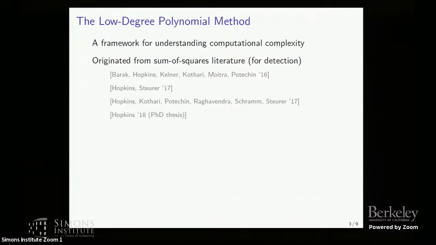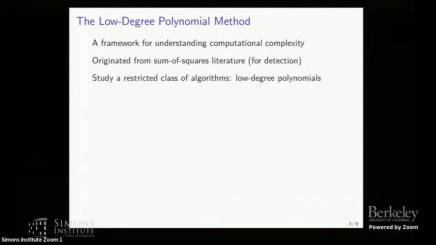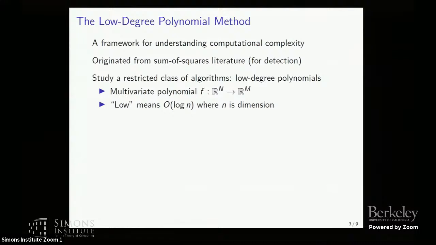Historically, this originated from the sum of squares literature. And the idea is quite simple. You just want to study a restricted class of algorithms, namely low degree polynomials. By this, I mean a multivariate polynomial that takes the entire input. Maybe taking a whole graph with one variable for each edge, either a 0 or 1, telling you if that edge is there. And the output depends a bit on the setting, but maybe the output is supposed to be an indicator vector for the position of a large clique. And when I say low degree, you should have in mind maybe logarithmic degree. It depends a little bit on the setting.